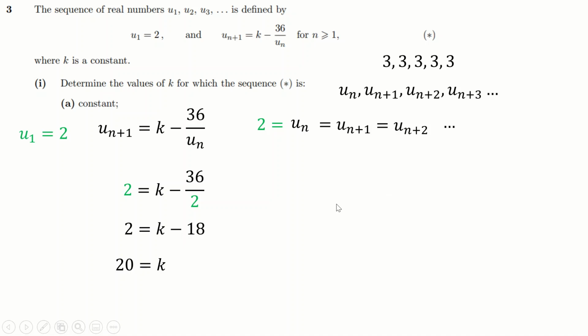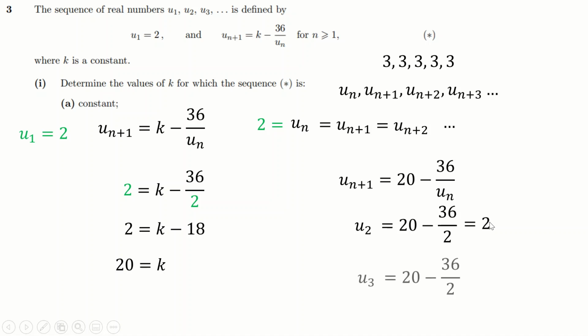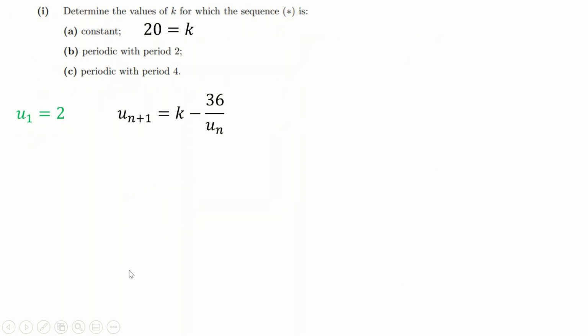And if you want to, you can check this. You could use k as 20 in the original sequence. You could start with your original value of 2, and you could see that 36 divided by 2 is 18, which gives me that u2 is also 2, and therefore I'm good. You could even go further if you really wanted to, but yeah, k is 20. Okay, what about the next bit, part B?